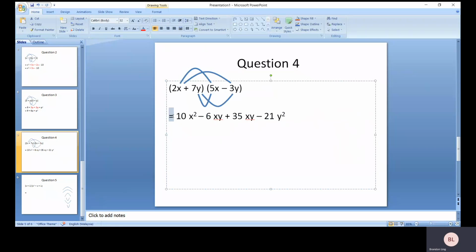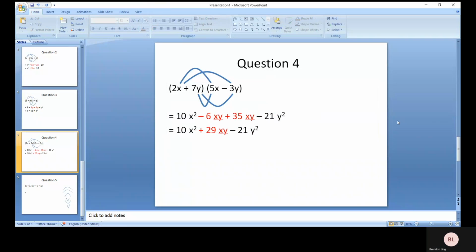Next, we move on to simplifying further the value here. So the next line, you have this value without changing them, but you have minus 6xy plus 35xy. So therefore, you can combine both together to become plus 39xy, followed by minus 21y squared.